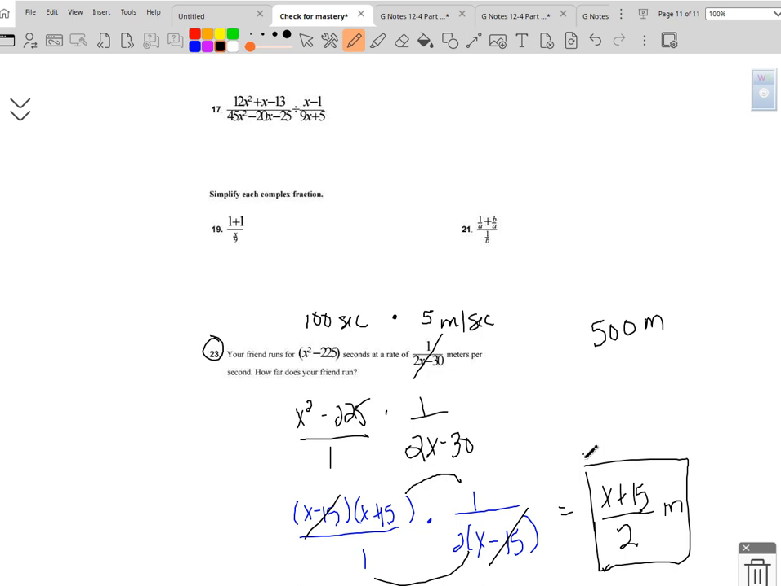They give you a rate and the amount of time you ran at that rate. They're asking you how far you ran. If they give you the amount of time and the distance, they're asking you to find the rate. Distance equals rate times time would help you.